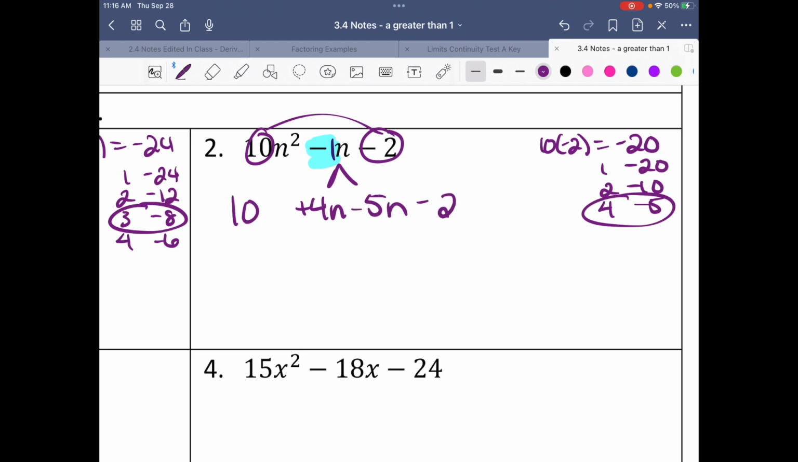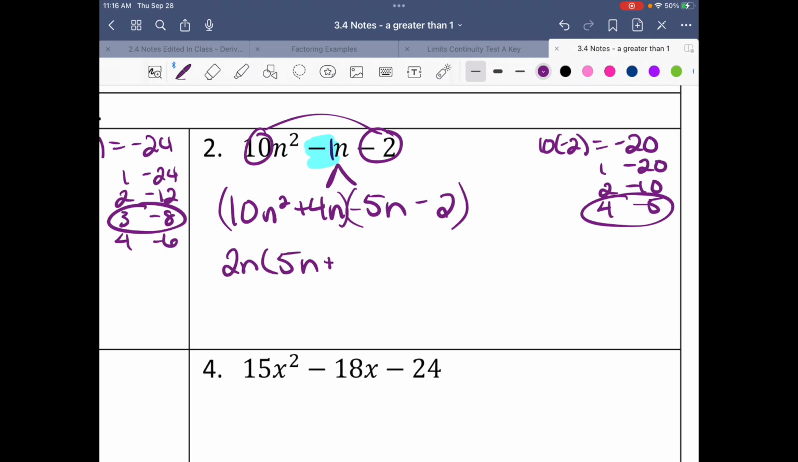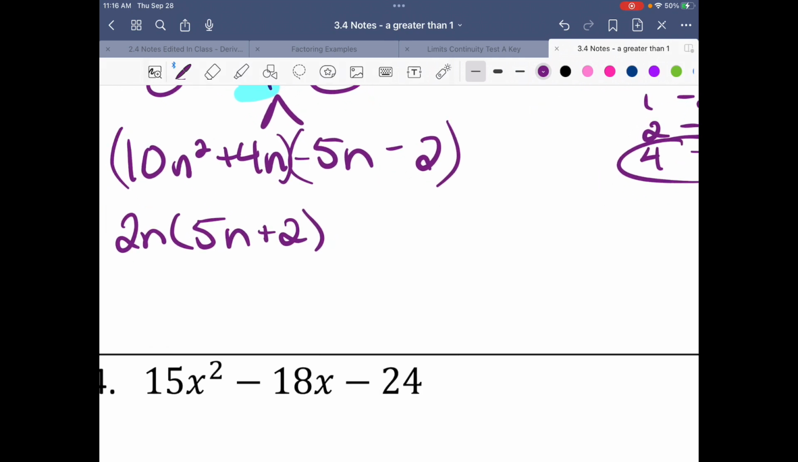Break it up. Bring down your negative 2 and your 10n squared. Group. GCF of the first group is 2n. Now your second group does not have a GCF, and you have not seen this yet, where I'm not going to pull out a positive 1. I'm actually going to pull out a negative 1.